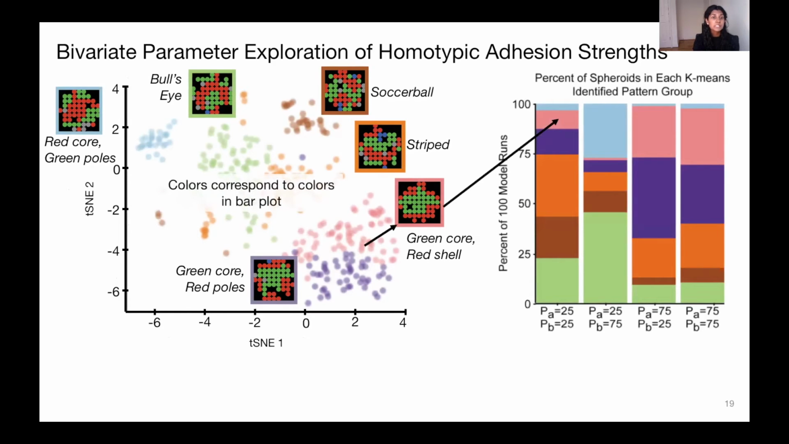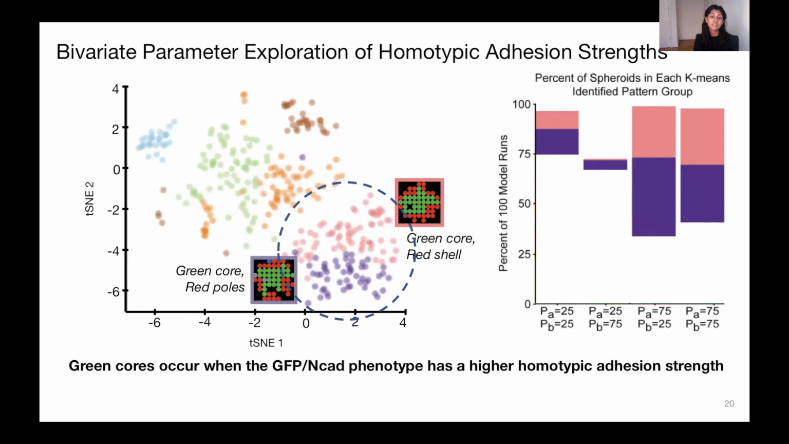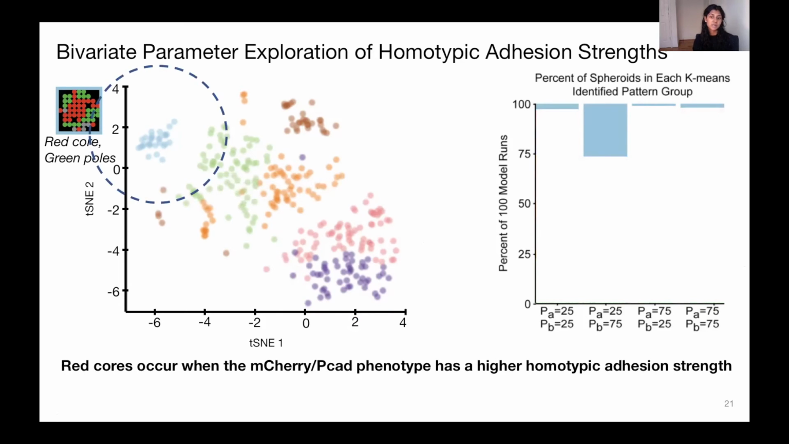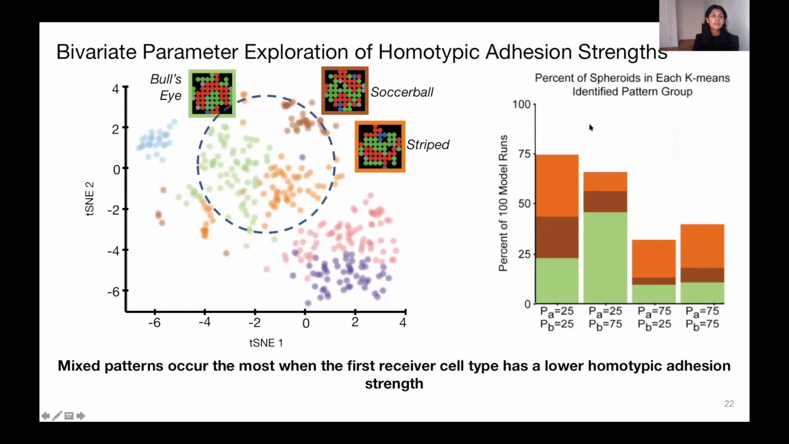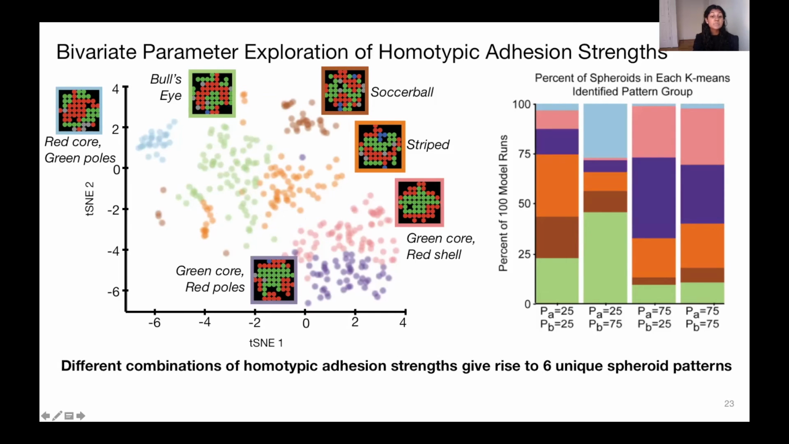And then we quantified the frequency of each of these 6 patterns in 4 combinations of homotypic adhesion strengths. So when we look at how these patterns form, we see that when the GFP NCAD phenotype has a higher homotypic adhesion strength, it's more likely for a spheroid with a green core to form. Conversely, when the M-cherry PCAD phenotype has a higher homotypic adhesion strength, it's more likely to have a spheroid with a red core. And then finally, we have these 3 mixed patterns that occur relatively frequently across these 4 combinations of homotypic adhesion. But it's more common for these spheroid patterns to occur when the first receiver cell type has a lower homotypic adhesion strength.